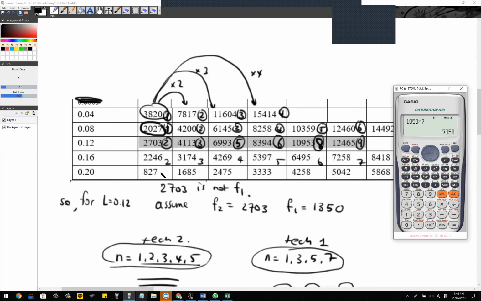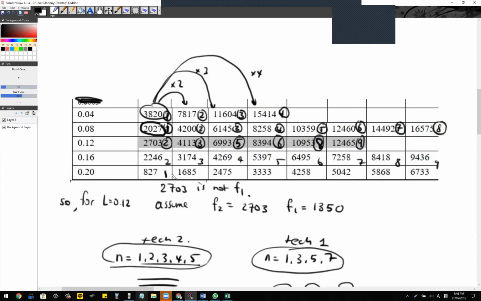Anyway, I think this is number 1 because it's double, right? 2, 3, definitely 4. 8 times by 5 is about 40. I think that's 6, right? 7, 8 there.